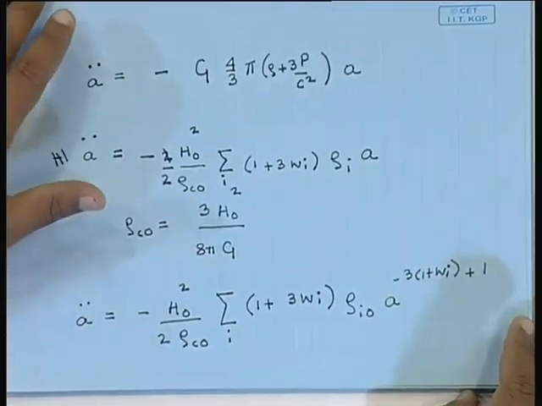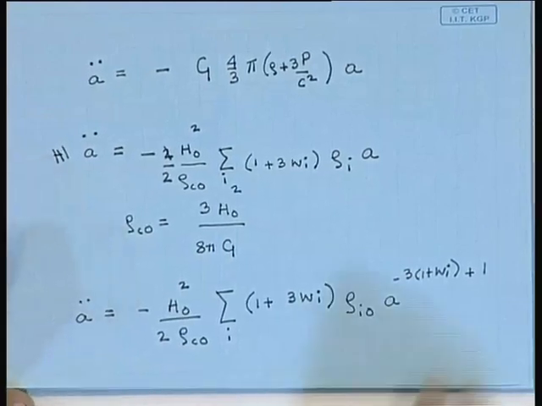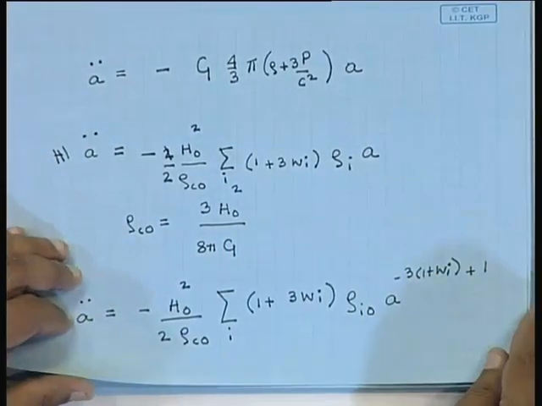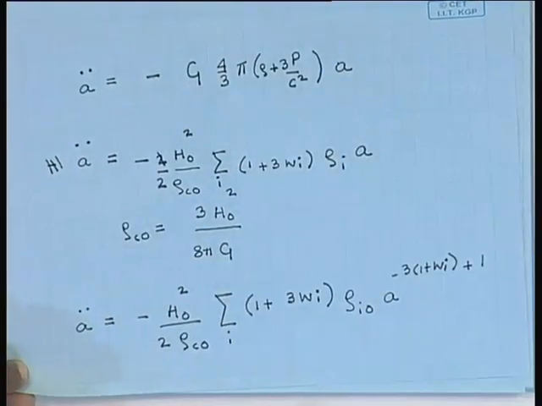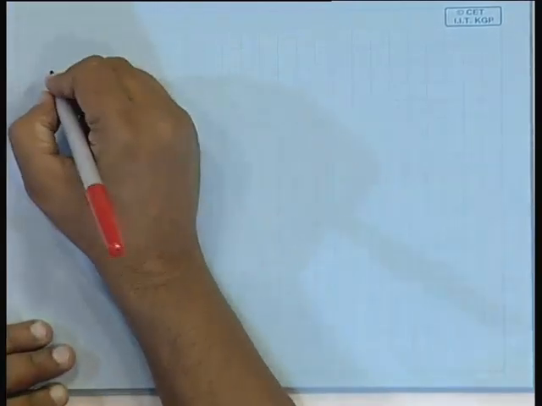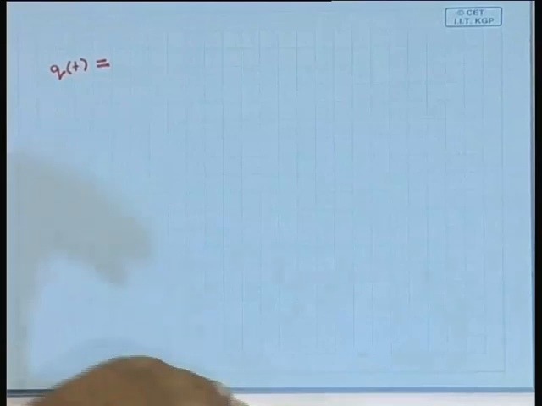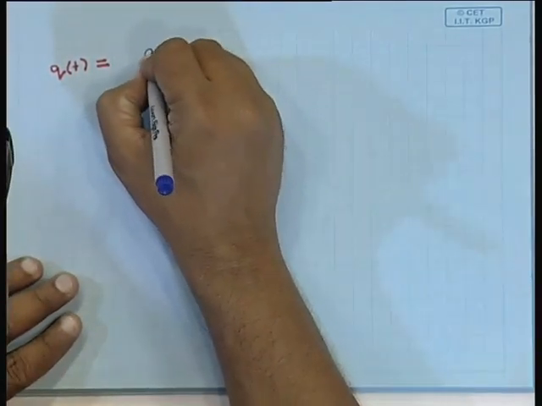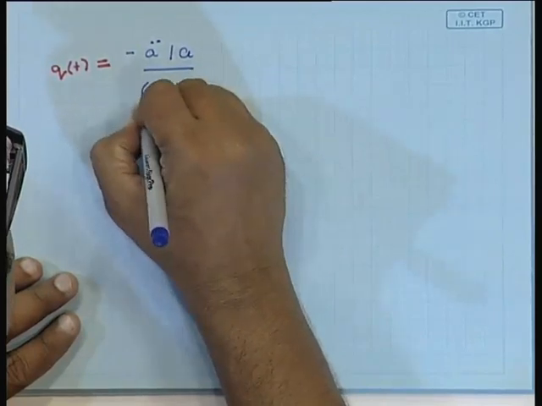Now let us go back to the discussion that we had. We were calculating this term, and we have got an expression for this. Now let us first calculate the deceleration parameter using this. The deceleration parameter using this is quite straightforward to calculate. The deceleration parameter is a double dot by a, with the minus sign, divided by a dot by a squared.